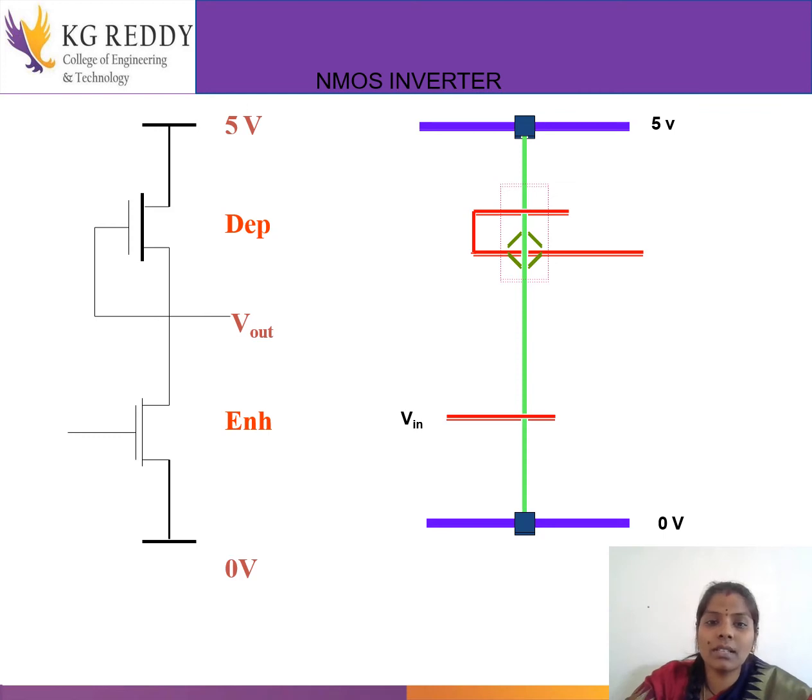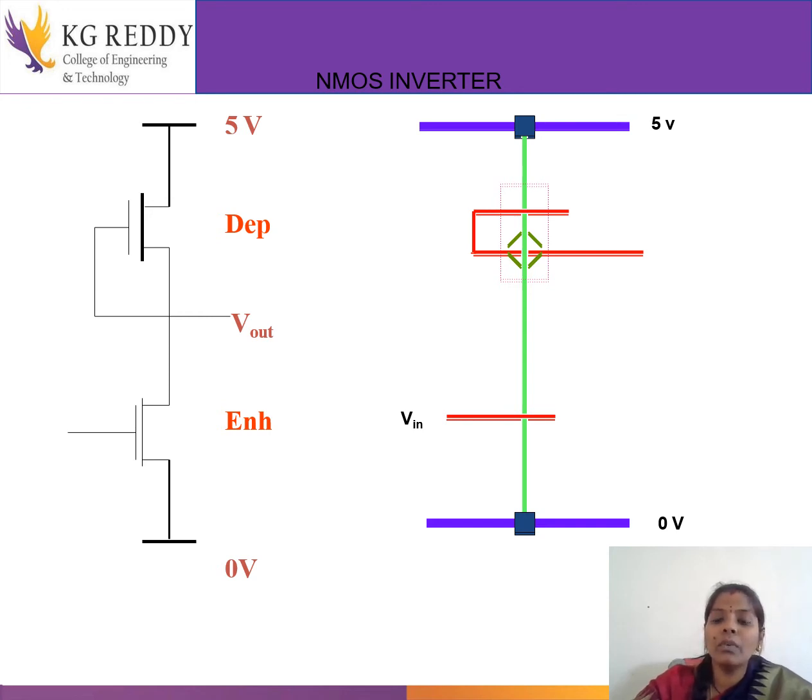So here we could see the simple example of an NMOS inverter. Here I have a depletion type NMOS transistor, and here I have an enhancement MOSFET. Both the gates are represented with polysilicon. As it is an N type, this is shown here as N diffusion, and the VDD and ground are shown with blue, and these are the contacts.